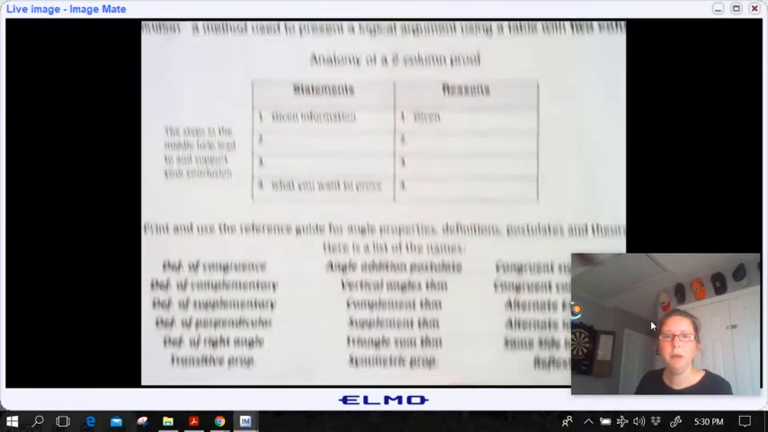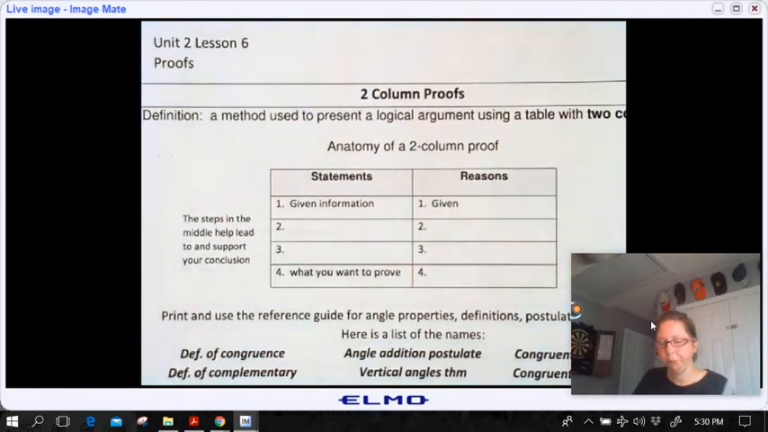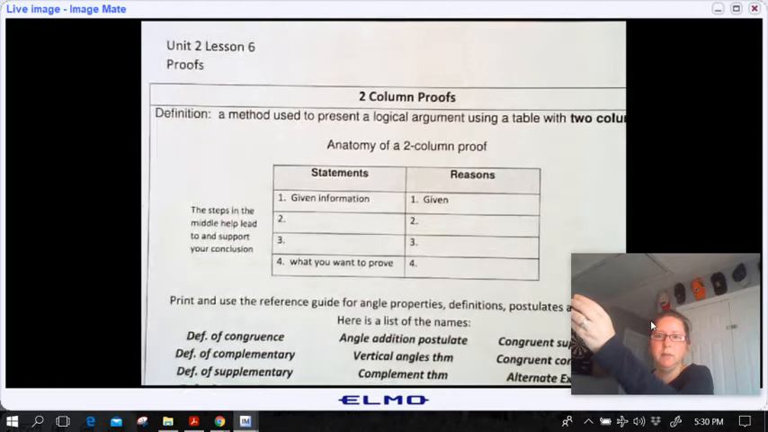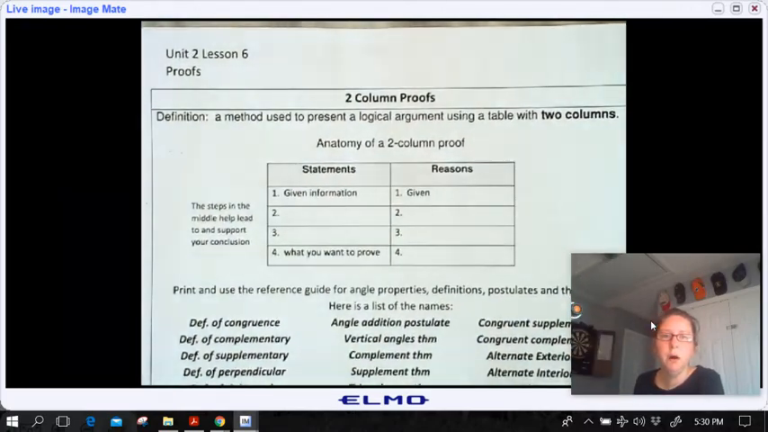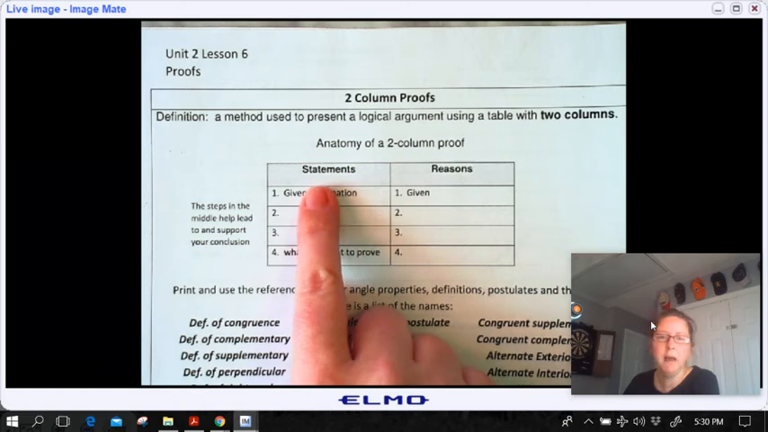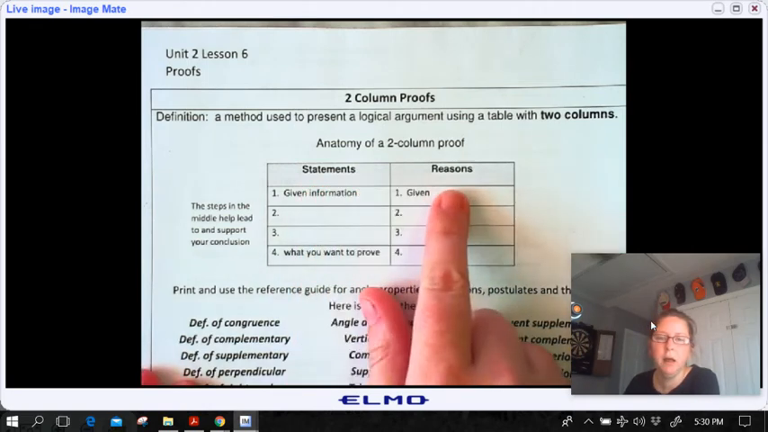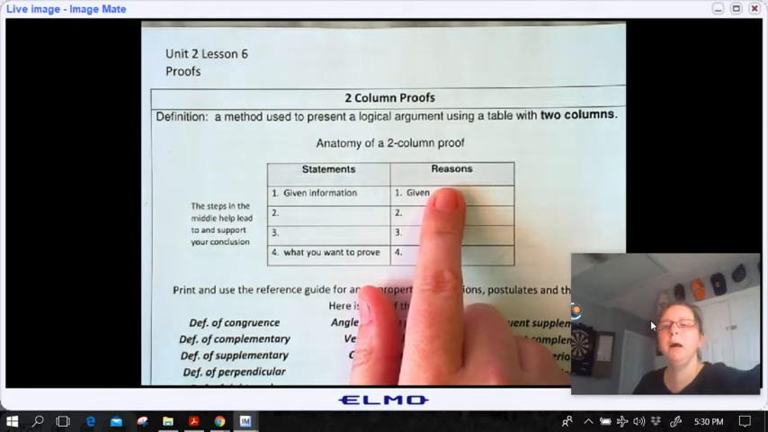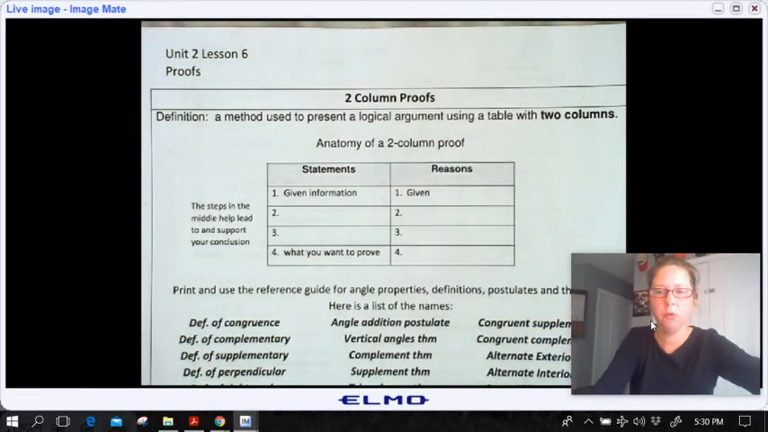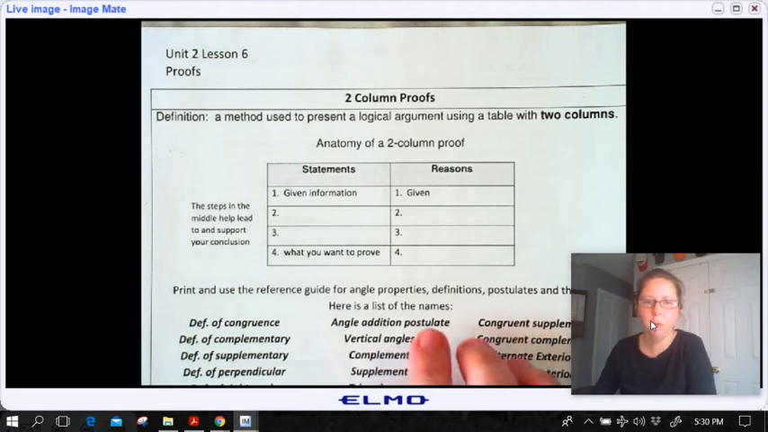So let's take a look at what I put together for you here. And this is proofs. This is something that you've never seen before, okay? So a 2-column proof. So let's talk about what it is. It is 2 columns. On the left, we have our statements. On the right, we have our reasons. Our reasons are always going to be either our theorems, our postulates, or our definitions, okay?